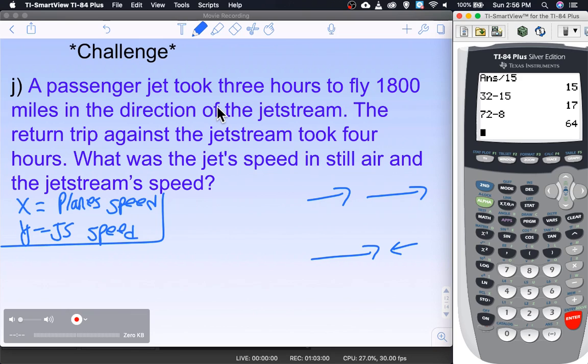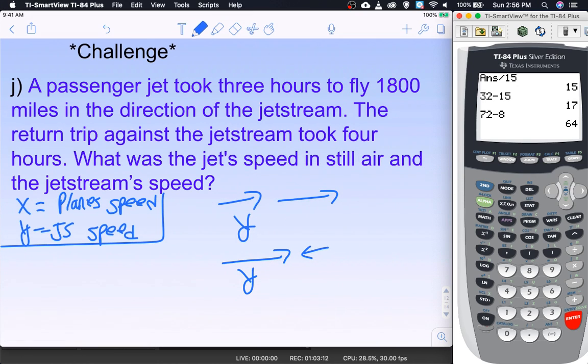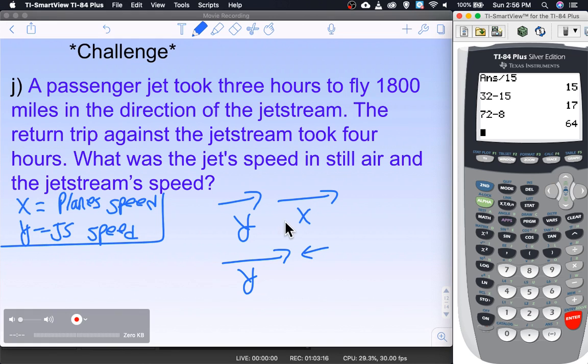So the wind is always pushing the same direction. So I'm going to use this. This is my jet stream. It's blowing the same direction. But on the first trip, the plane is going in the same direction as the jet stream. So the wind is kind of like helping push the plane along. So the plane's actually going to go faster. Their speeds are going to be added together.